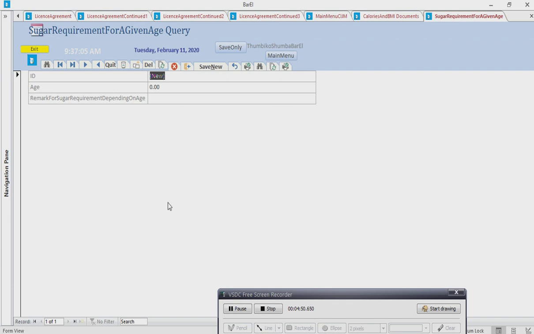Sugar requirement for given age. If age is 1, it means no guideline but avoid sugar sweetened drinks and food. If age is 4, should have no more than 19 grams of free sugars a day or 5 sugar cubes. You can go on and on.